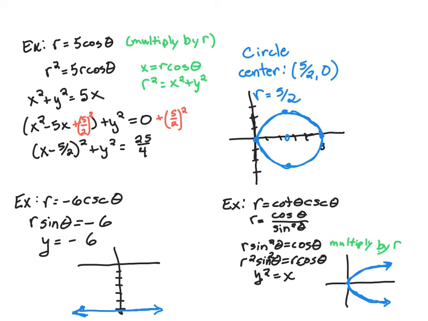Centered at 5 halves, 0, radius 5 halves. So I'm going to mark that 2.5 there. I'm going to go up 2.5, down, backwards, forwards, connect the dots. And you see right from the get-go, if r equals a multiple of sine or cosine, I have a circle centered on an axis. If it's cosine, I'm centered on the x-axis. If it's sine, I'm centered on the y-axis.